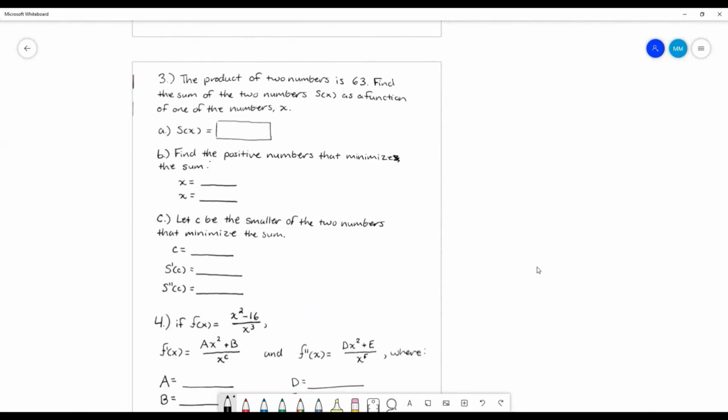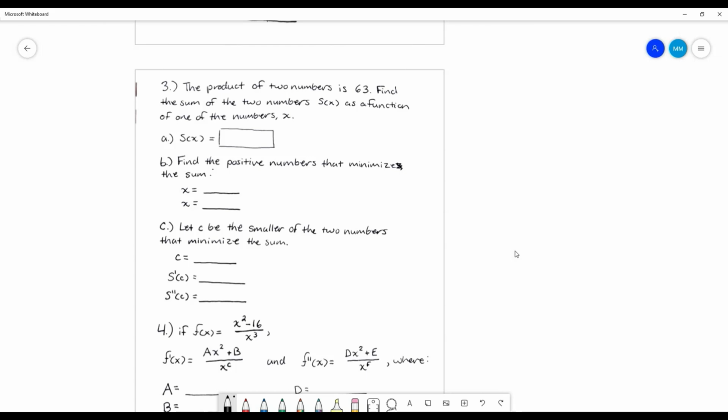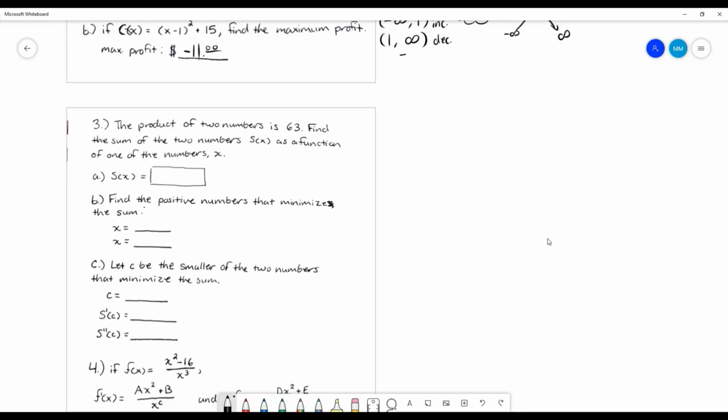Let's jump to our next one. Number 3 says the product of two numbers is 63. Find the sum of the two numbers, s of x, as a function of one of the numbers x. Okay, so I'm going to say that these two numbers are x and y. So we've got x and y. So I know that x times y equals 63, because that's the first line they told me.